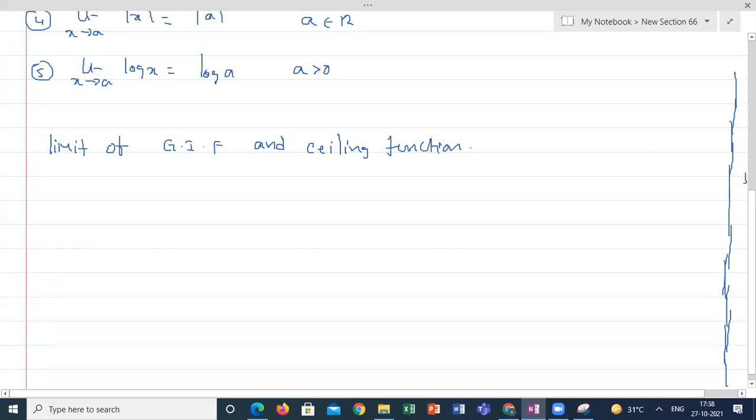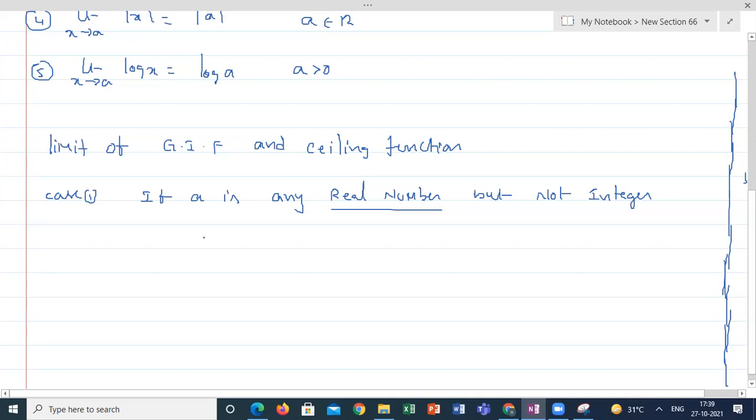Let a be any real number. First case, if a is any real number but not an integer. Hope you understand the meaning of any real number but not an integer. That means a is not an integer. So first result, limit x tends to a, greatest integer function of x is equal to a. And for the ceiling function, limit x tends to a, the symbol for the ceiling function is like this, which is equal to a.